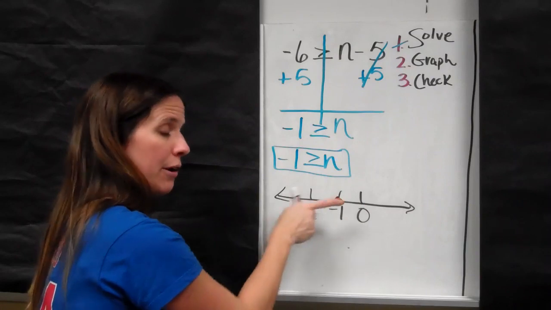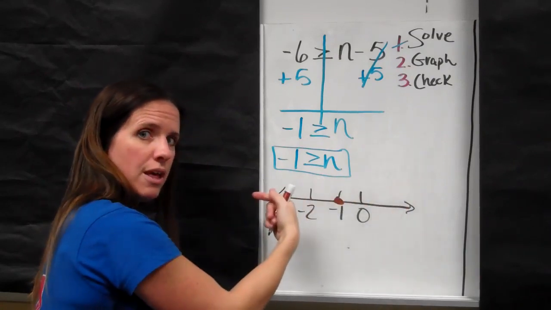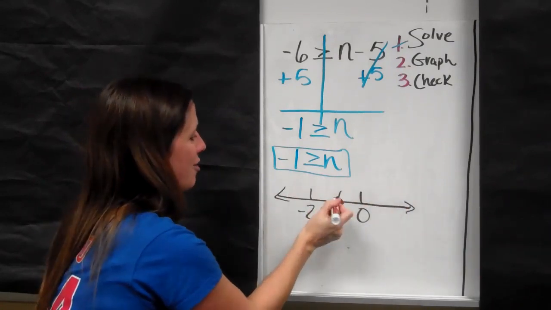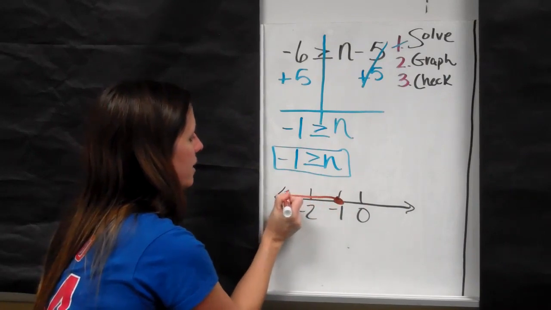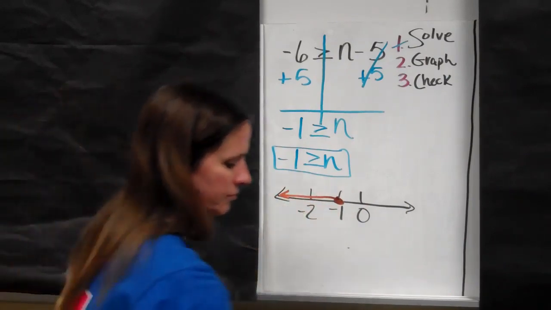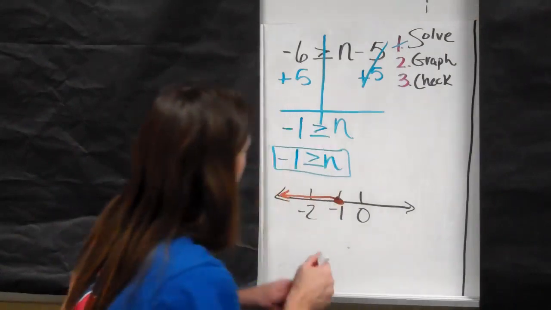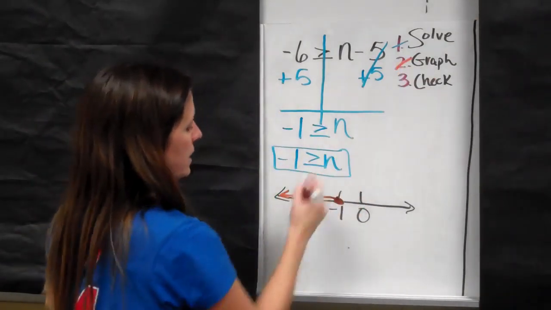Which way shows smaller? To the right or to the left? To the left is correct. So you would shade towards the negative 2 and beyond. All right, then everybody's favorite, step 3 is the check.